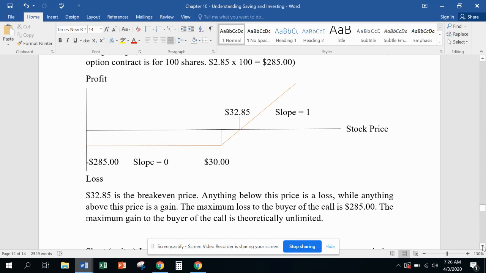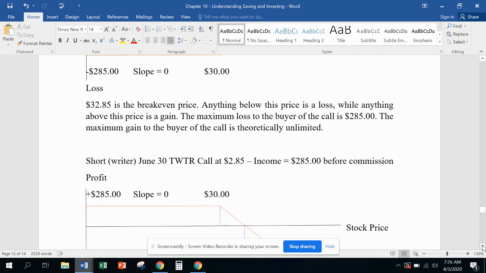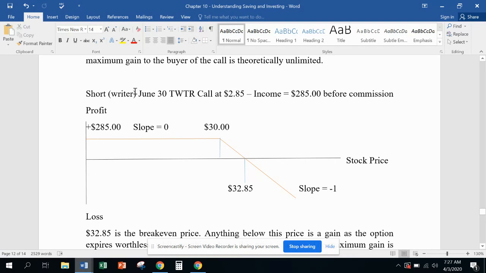Now let's take a look at the other side of this transaction. We had to buy the call from somebody, so they had to sell it to us. So they're the writer of the option, or they're selling it to us. They're shorting it. So same strike price, 30. It's expiring in June. Okay, and they took in $285 in income. They have the same break-even price as we do.